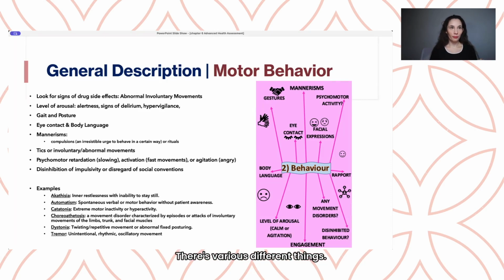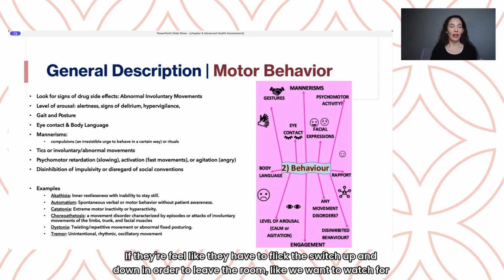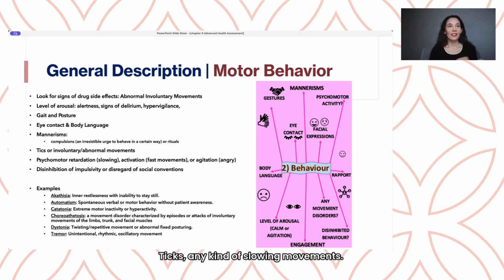There's various different things. We want to look at their eye contact, their body posture, their mannerisms, any compulsions or rituals, right? If they feel like they have to flick the switch up and down in order to leave the room, we want to watch for these things because that's going to indicate potentially an OCD, right? Tics, any kind of slowing movements.